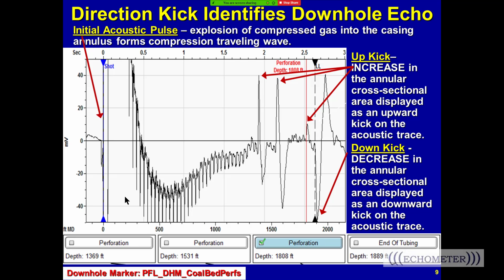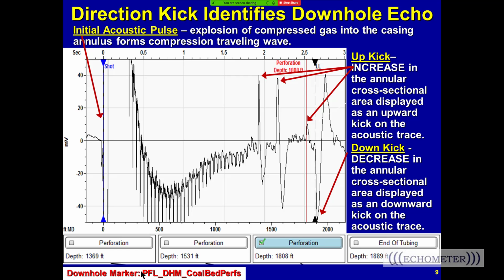This is a fluid level shot in a shallow well, a coal bed methane well, and you can see the shot going off here at time 0. You can see these little sharp kicks, and those are high frequency echoes from the collars. Then you can see an upkick right there, which is a perforation, another upkick right there, which is a perforation, another upkick, which is a perf, and then a liquid level. Now, the direction of kick: these 3 echoes are up because there are increases in cross-sectional area, and this kick right here is down, and that's a decrease in cross-sectional area.